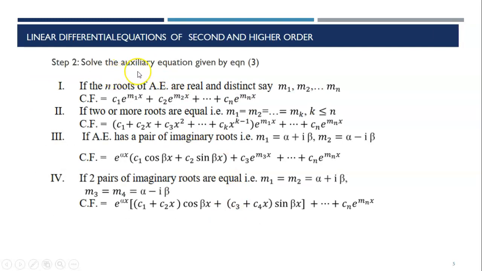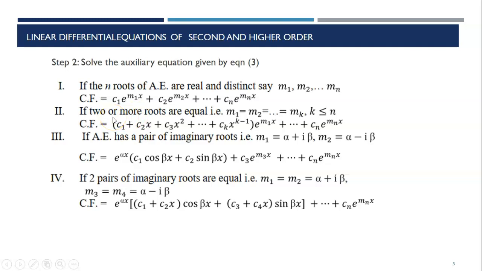Next step, we solve this equation and find the roots. If the n roots of the auxiliary equation are real and distinct, say m1, m2, m3 and so on up to mn, so all the roots are different and real, then the complementary function is c1 e power m1x plus c2 e to the power m2x plus and so on plus cn e to the power mnx, where c1, c2, c3 and so on up to cn are constants. Here m1, m2, m3, m4 and so on up to mn are the roots of this auxiliary equation.